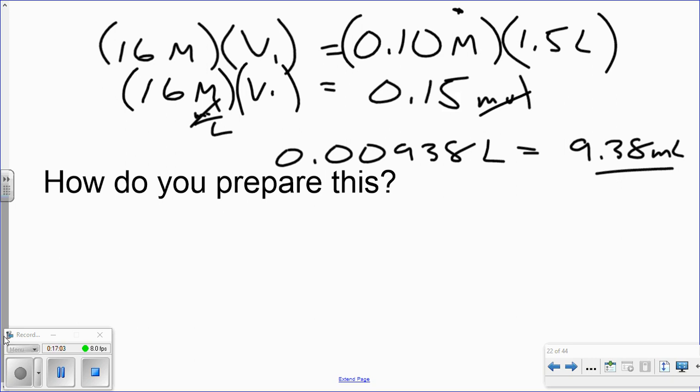How would you prepare this? I'm going to cover that in a next video when we actually talk about making molar solutions using a volumetric flask. But that's it. So if you have questions, let me know.